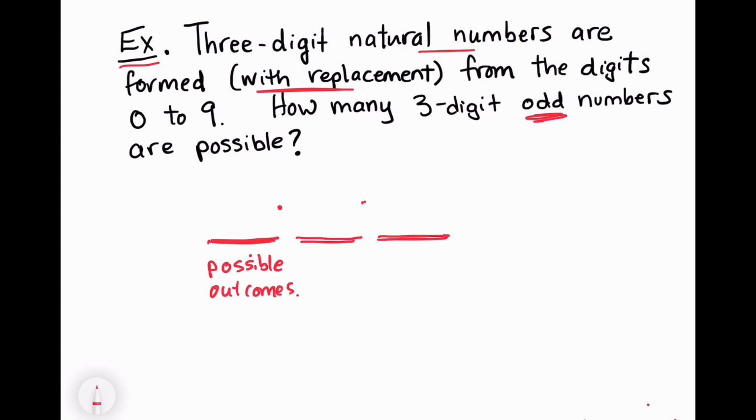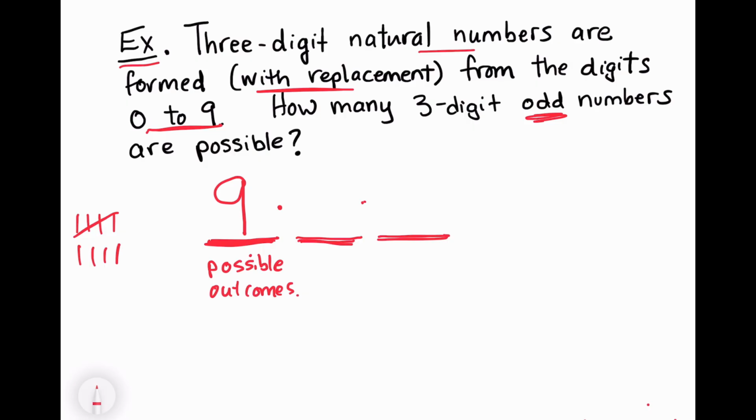Well, remember, this place can't be 0. It can be any of the other numbers. So we have 1, 2, 3, 4, 5, 6, 7, 8, 9. So there's 9 non-zero numbers in the hundreds place. So that will give me a 3-digit number as opposed to a 1-digit or a 2-digit natural number.